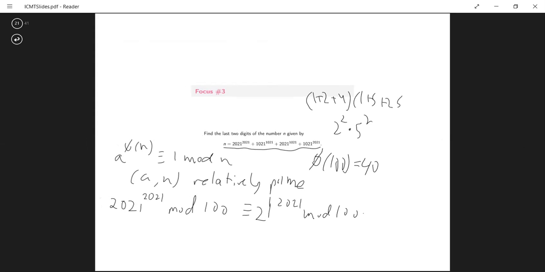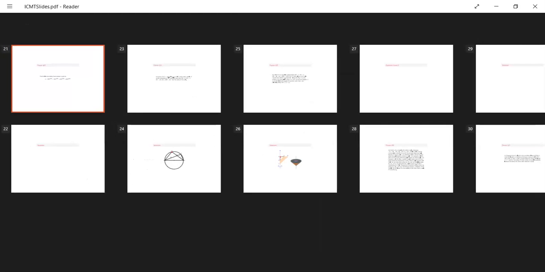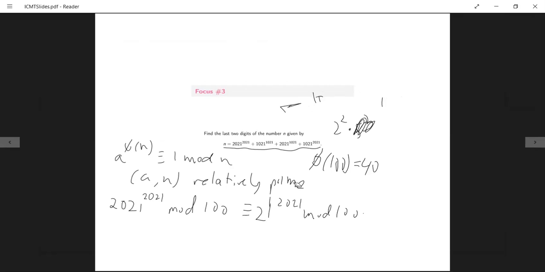No, it's not 2 squared times 5 squared. It's 2 cubed. Whoops. Yes. So basically, we get that phi of 100 is 40. Now to compute 21 to the 2021 mod 100, we take the exponent mod 40. So 2021 mod 40 is just 21. This is equivalent to 21 to the 21 mod 100. So now how do we evaluate this? Let's go up here.